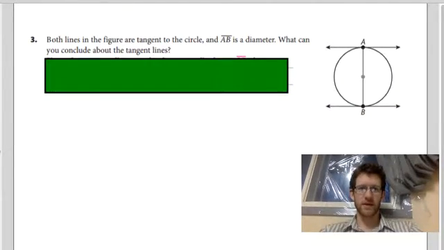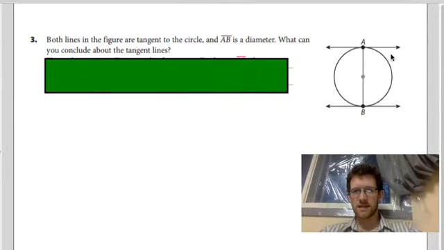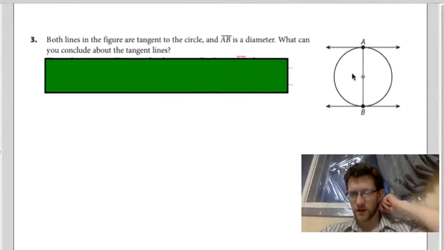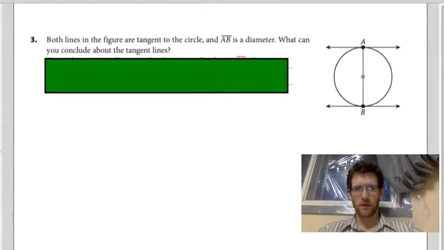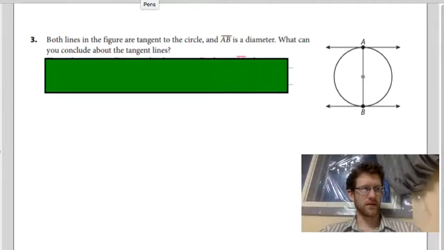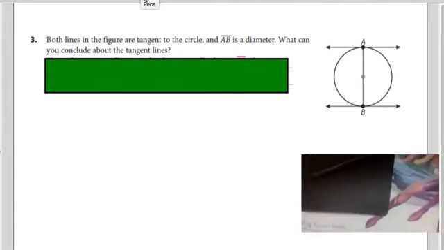All right, so let's think about this one. If both lines in this figure are tangent to this circle, and AB is the diameter, right? It goes through the center, so AB is the diameter. What can we conclude about those tangent lines? I'll give you a second to pause. I'll pause it and you figure it out.